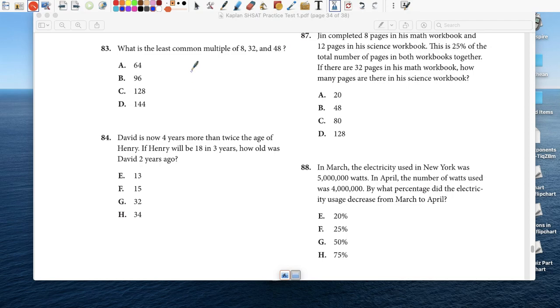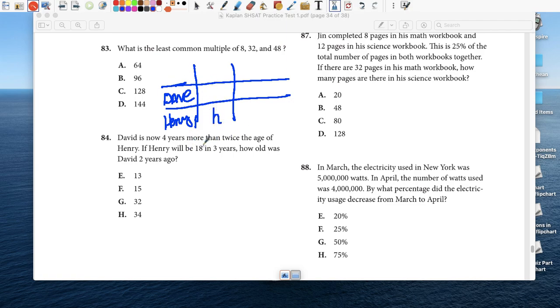84. Uh-oh. Age problem. Dave is now 4 more years, so we have an age problem here. And we have Dave. And we have Henry. So we have now Dave is 4 more than twice the age of Henry. How old is Henry right now? Well, we don't know, so let's call him h for age. Henry is h years old. Dave is 4 more than twice the age. So that's the now problem.